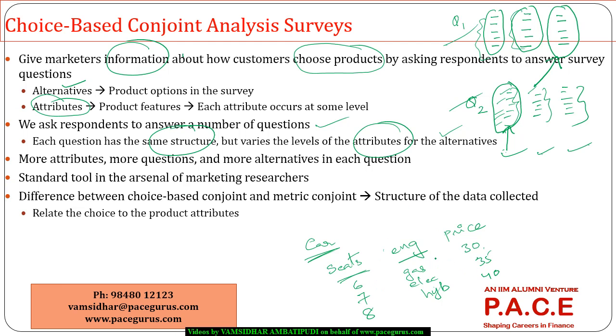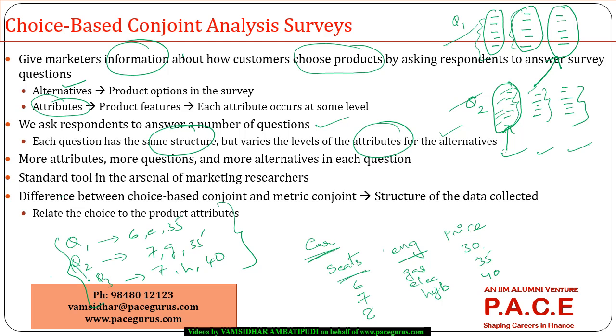Now like this, I have different kinds of alternatives. So I would like to give some combinations of these alternatives. The question could be structured like: alternative 1 could be 6 seats, electric engine, priced at 35. Alternative 2 could be 7 seats, gas engine, priced at 35. Alternative 3 could be 7 seats, hybrid engine, priced at 40. Now I'll ask him, out of these 3, which one would he choose?